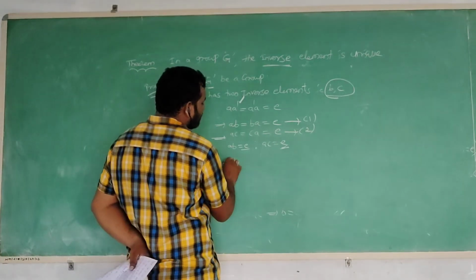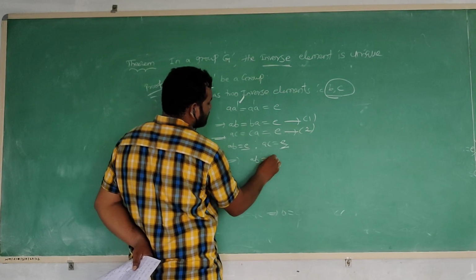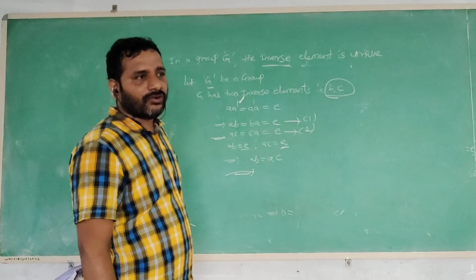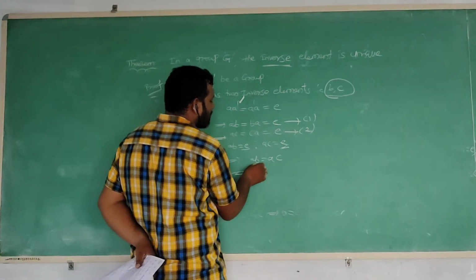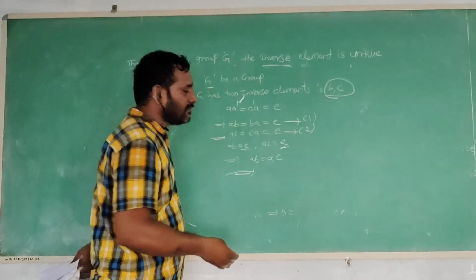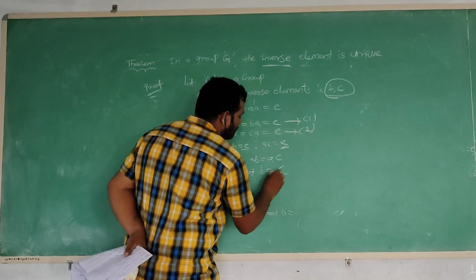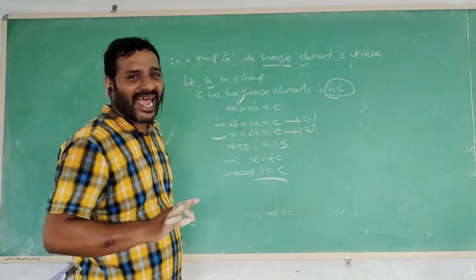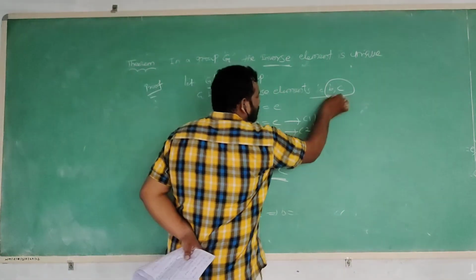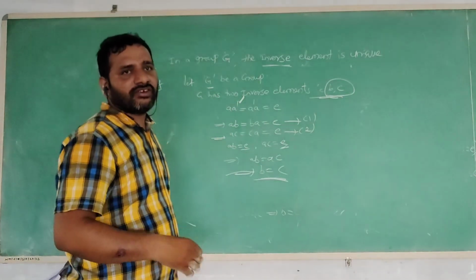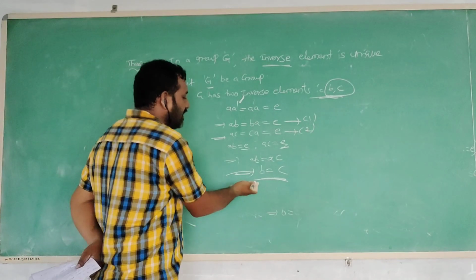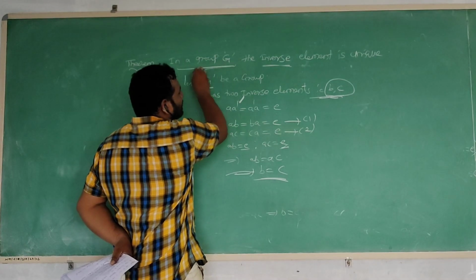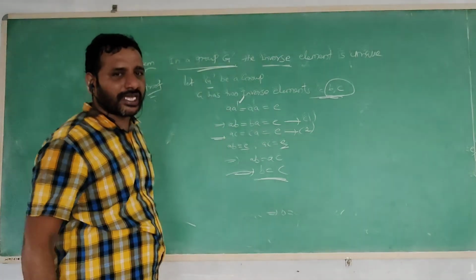Therefore, we can say that AB equals AC. Therefore, by the left cancellation law, we can say that B equals C. So if a group G has two inverse elements, then they are equal. Therefore, we can say that in a group G, the inverse element is unique.